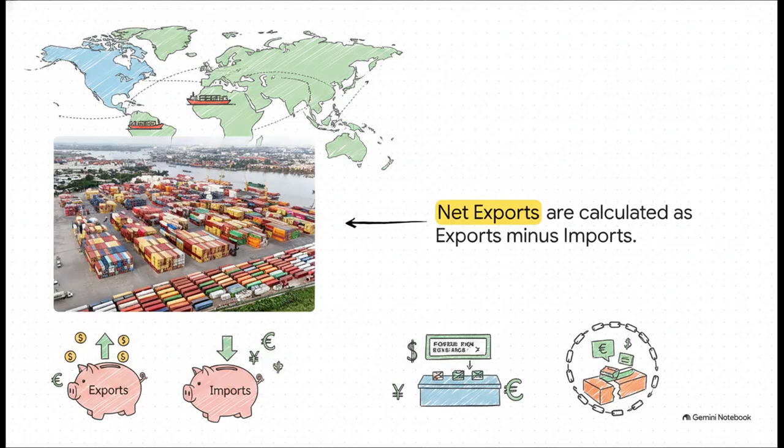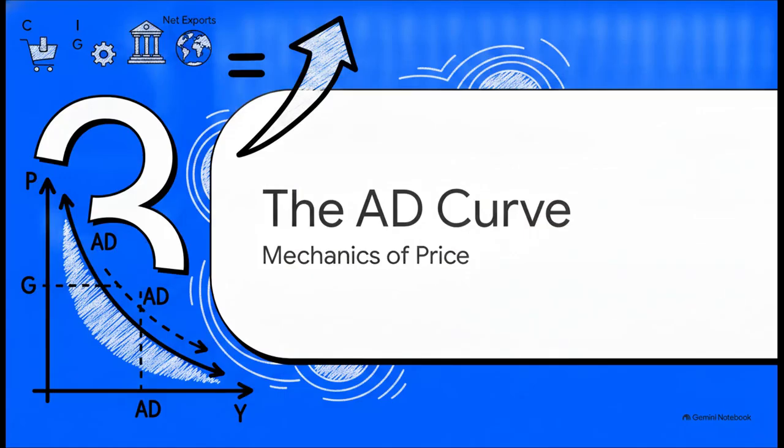A country's global competitiveness, meaning the price and quality of its goods, and its exchange rate are huge factors here. A lower exchange rate just makes your exports way cheaper for the rest of the world to snatch up at the global ports. All right, into Section 3, the aggregate demand curve.